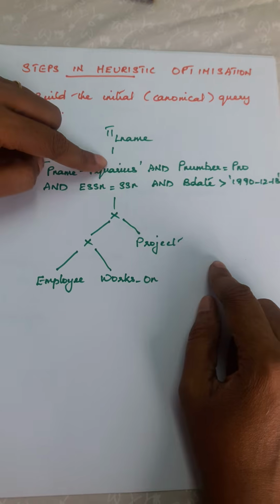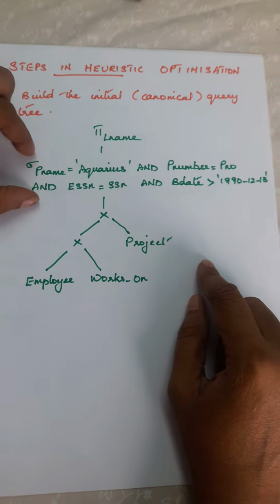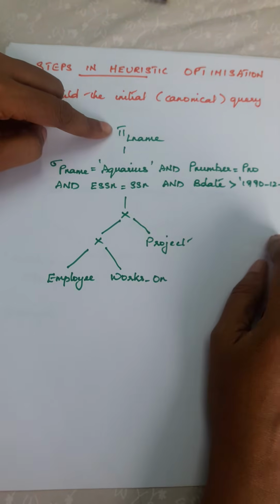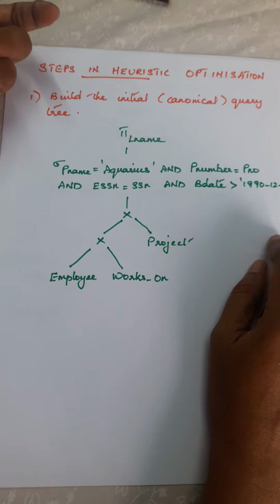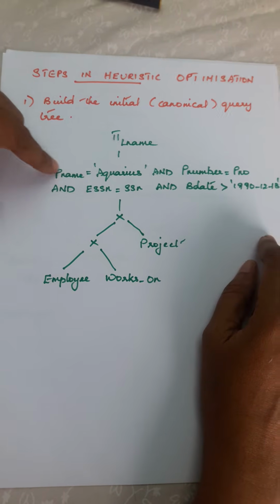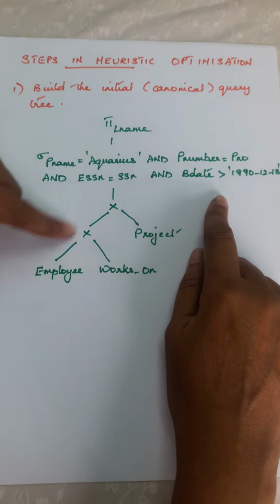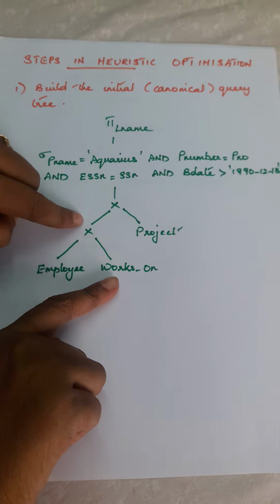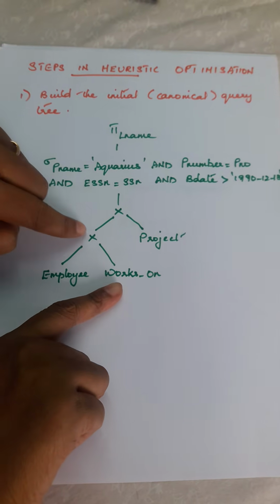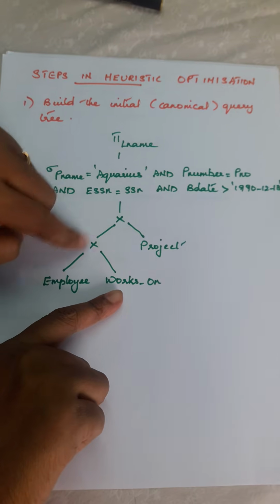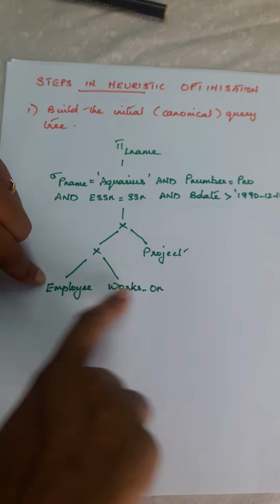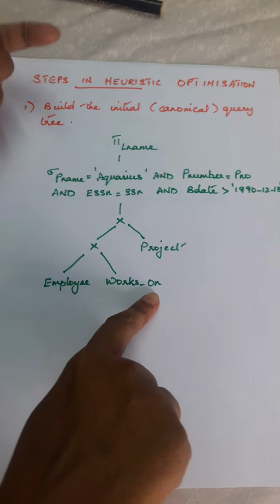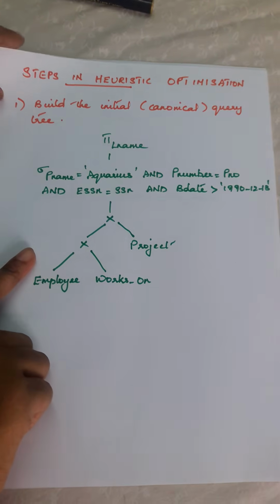Next internal node will be the condition, the full conditions connected with the AND operation. Keep in mind the root node will be the selected attribute, and the second internal node will be the condition. Then you will have to put the join tables. The internal nodes inside will be the relational operators. Here it will be the Cartesian product operators, and the leaf nodes will be the tables or the relations from which we are going to do the query. Okay, so this is the initial query tree.